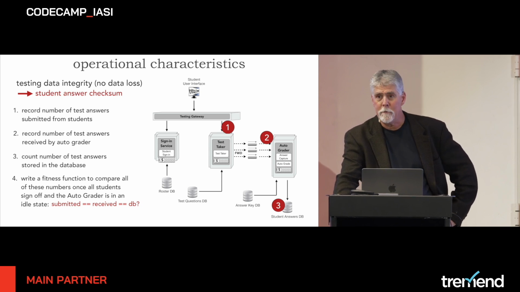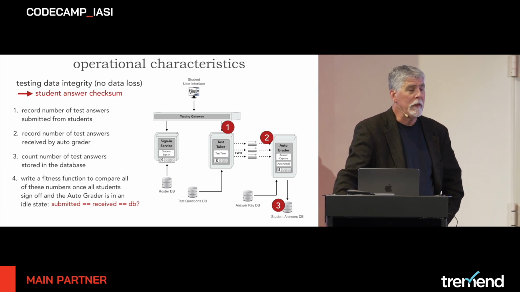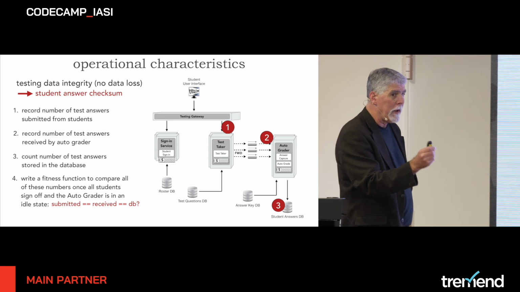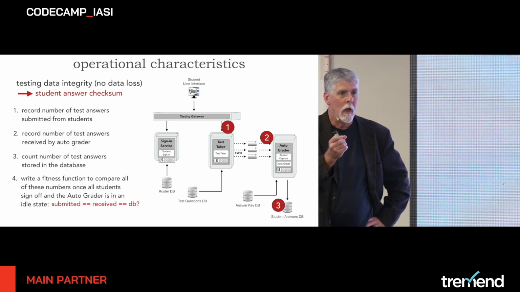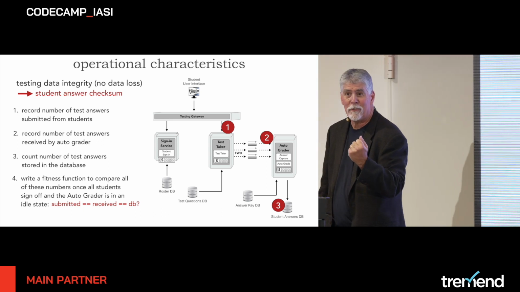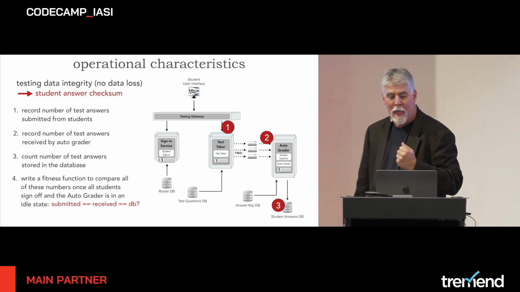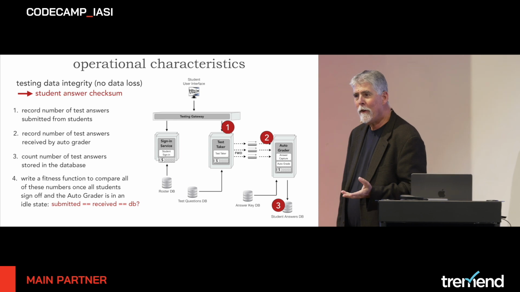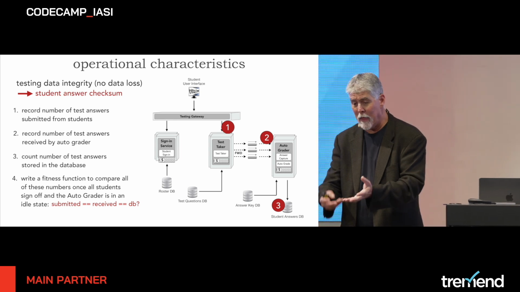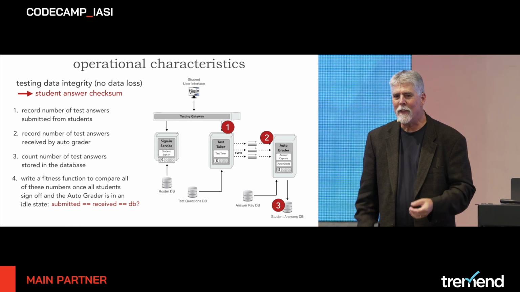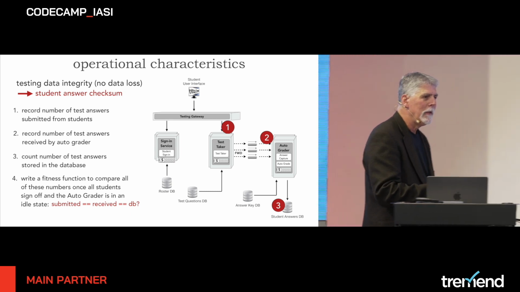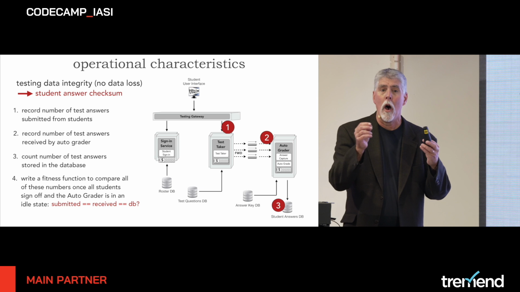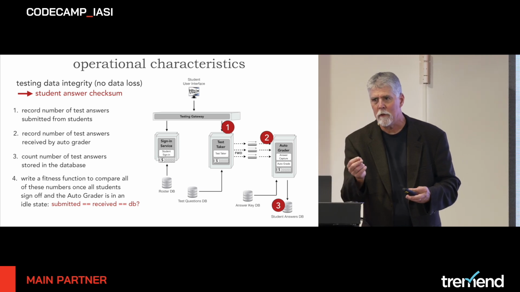Observability. I can extract from these services exactly how many student answers were submitted. I have that number. I know exactly how many answers I received in the grader. And finally, number 3, I can do a query and find out how many answers were actually stored in the database. And I see if they're all equal. That's how easy fitness functions are. Or are not, I should say.